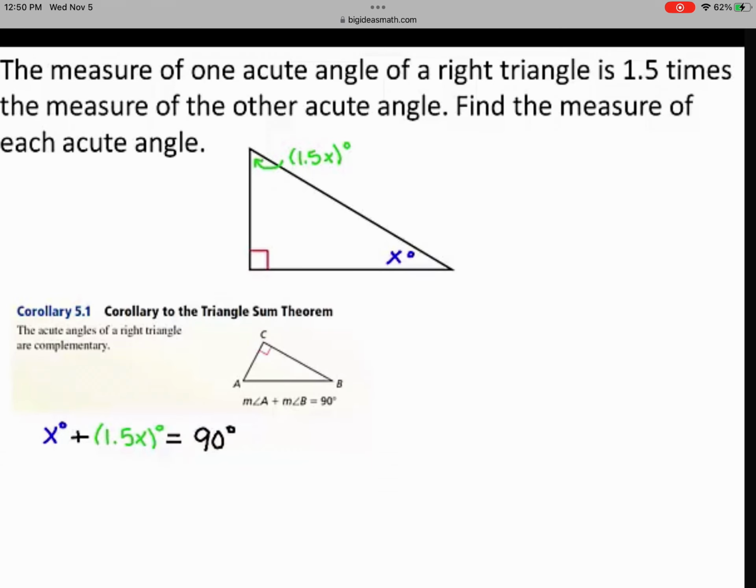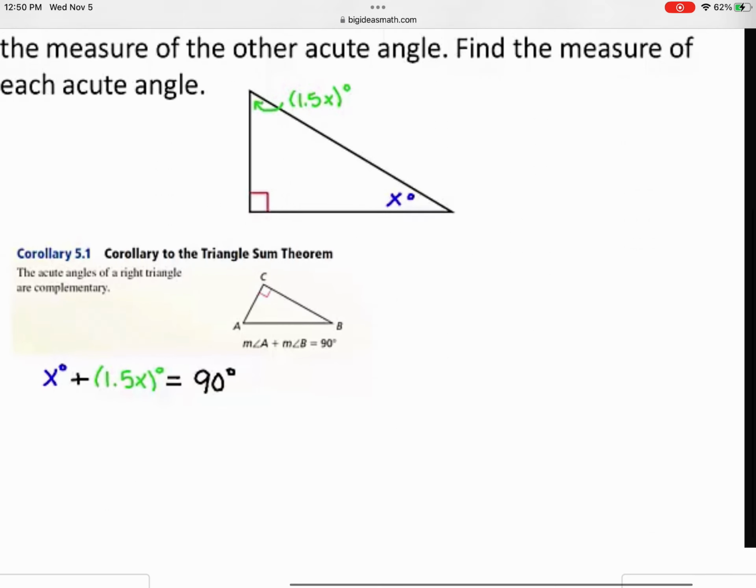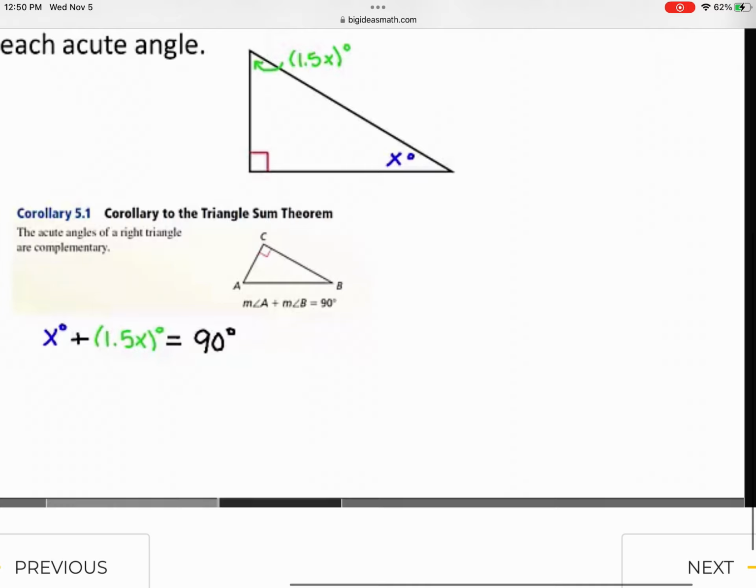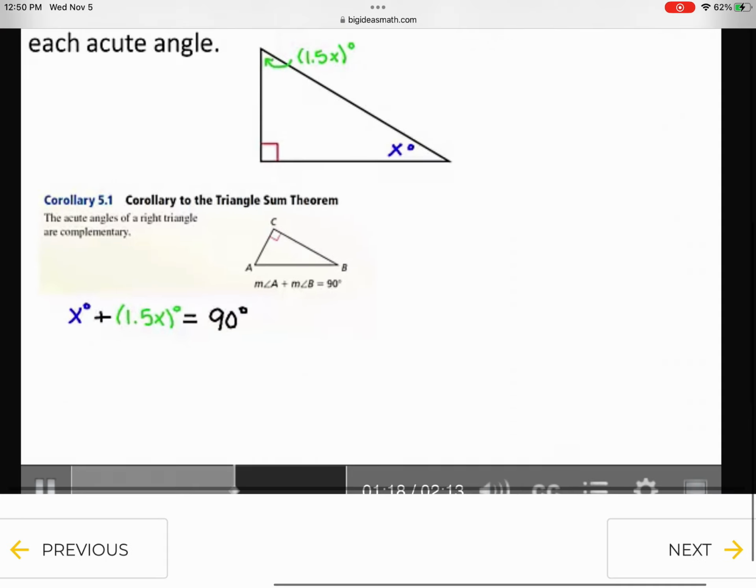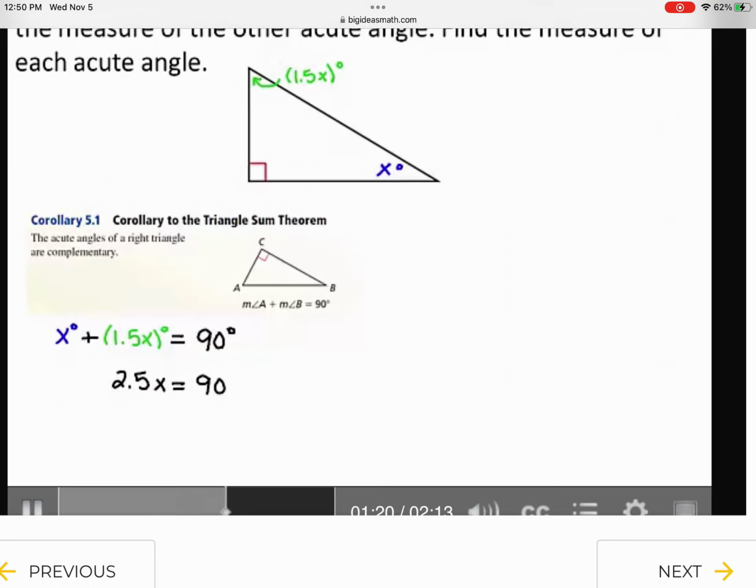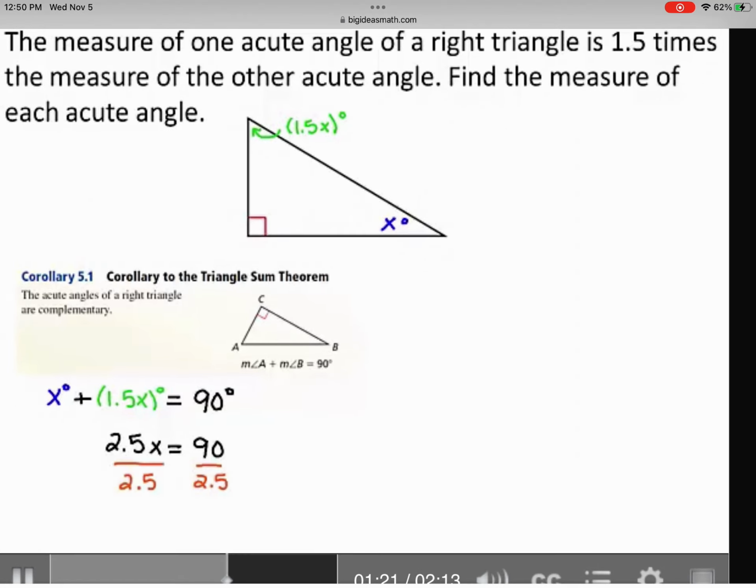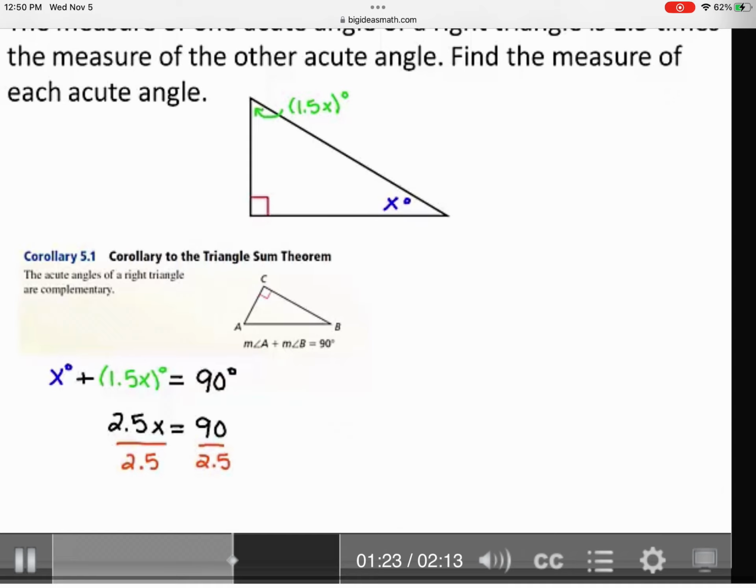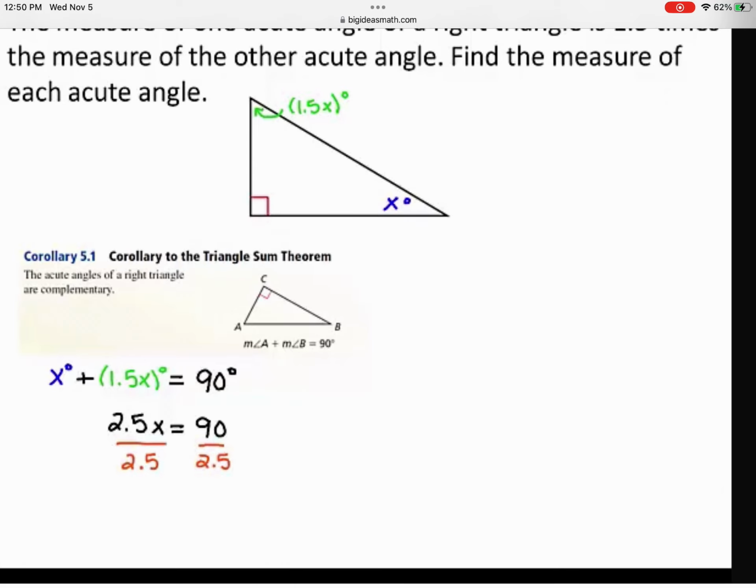To solve for x, you can first combine like terms on the left-hand side of the equation. X plus 1 5/10 x gives you 2 5/10 x. Next, you can divide both sides of the equation by 2 5/10. This gives you x equals 36. So, the value of x is 36.